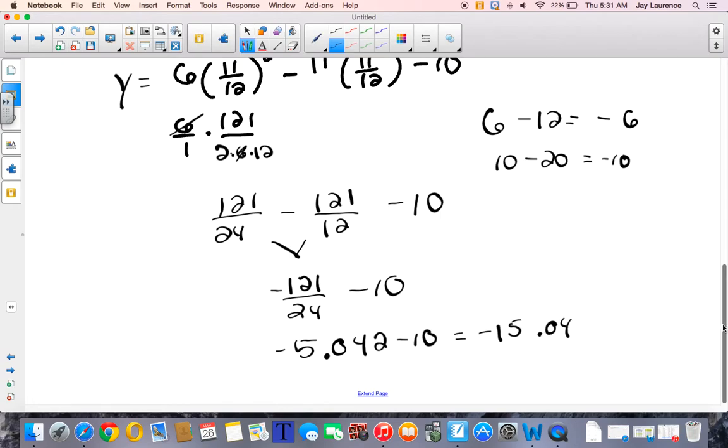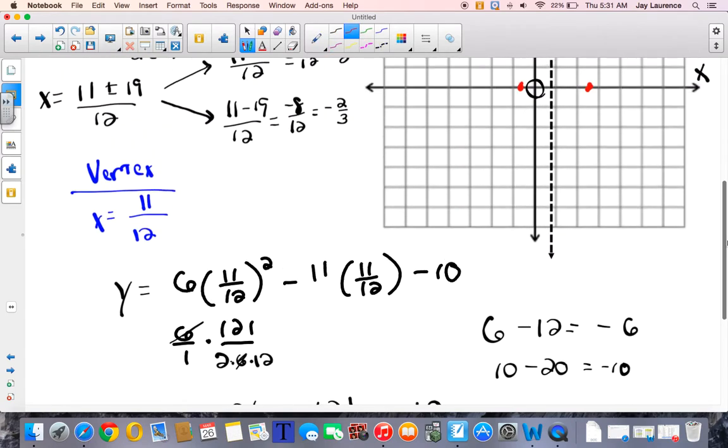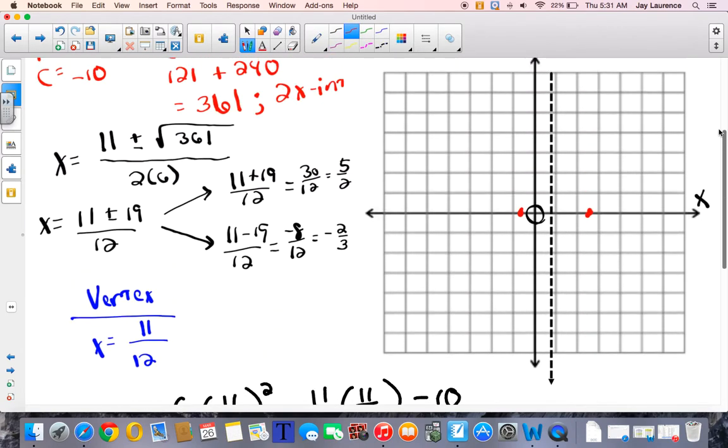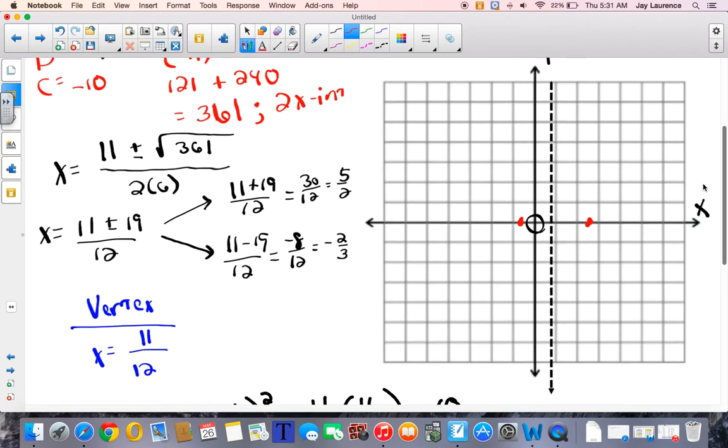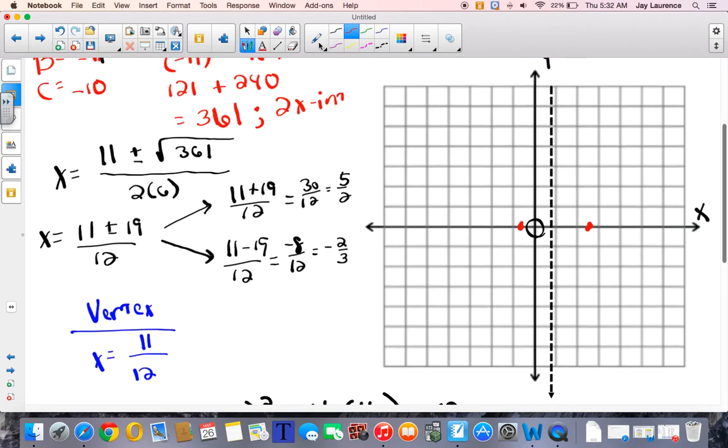And it's going to be really hard to graph that perfectly. So what I'm going to do is I'm going to count by 2's. Okay, I'm going to count by 2's. So I'll put a negative 2 here. That makes this negative 14. And then negative 15. It's going to be right about there.